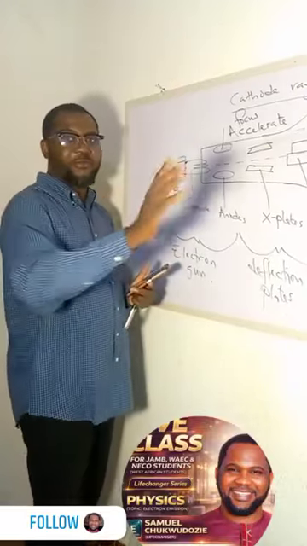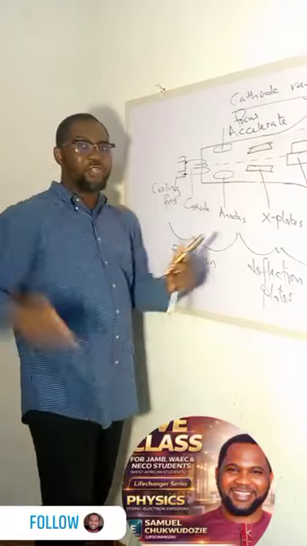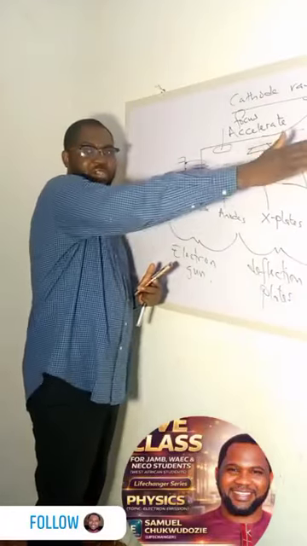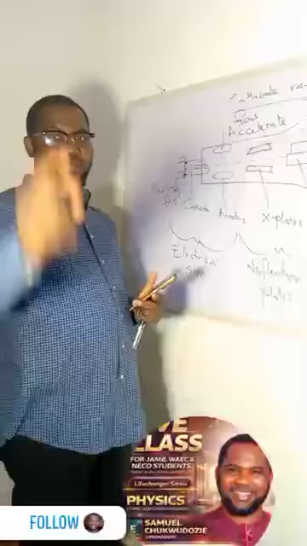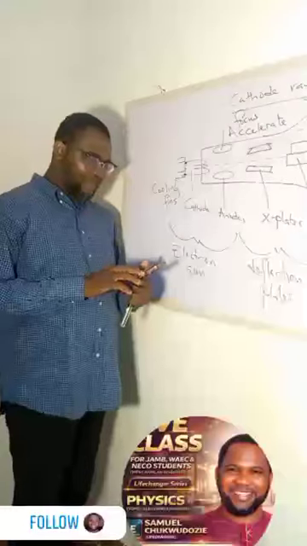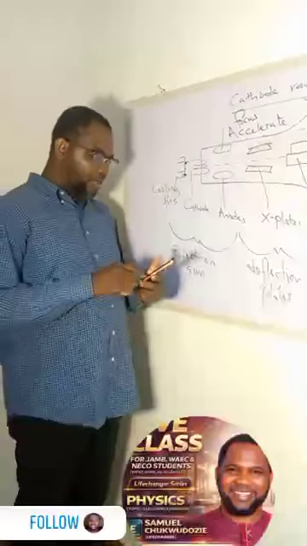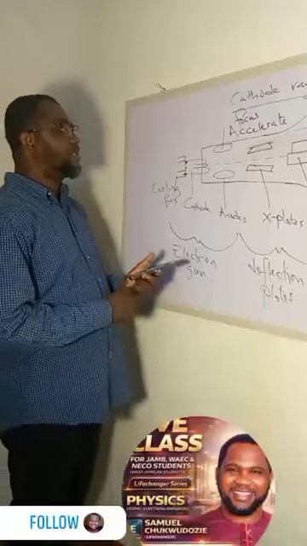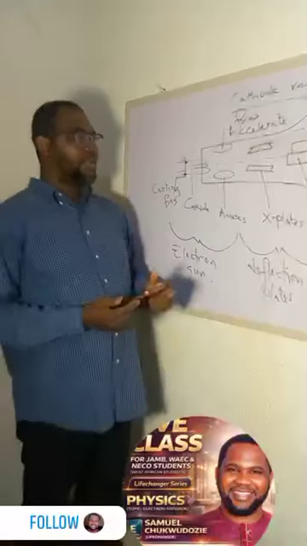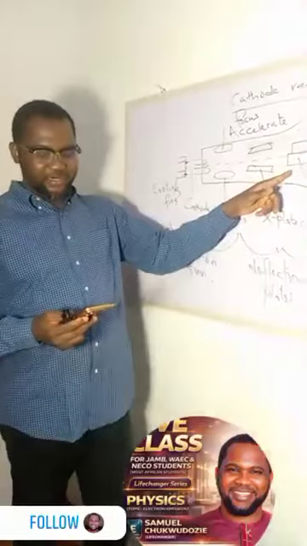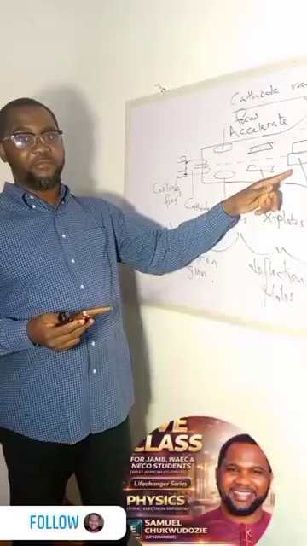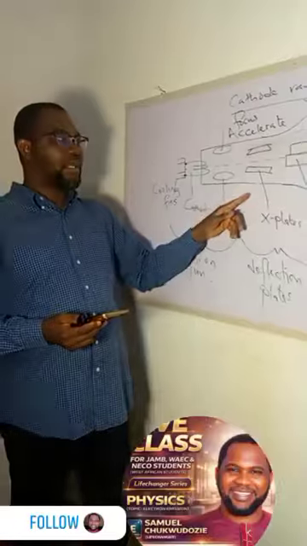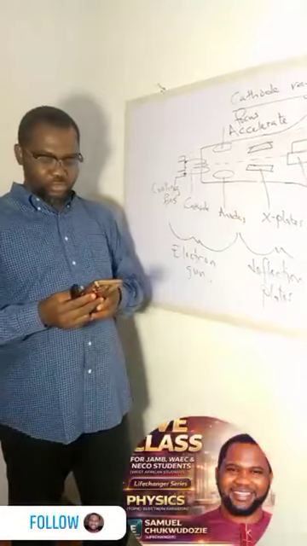So the electrons come from the cathode. The job of the anode is to accelerate it, to make it move very fast, and to focus it, to give it direction. Hello, are you with me? Okay. And of course, then you have two plates there. You have the Y plate and the X plate. The job of the Y plate is to deflect the beam vertically. The job of the X plate is to deflect the beam horizontally.